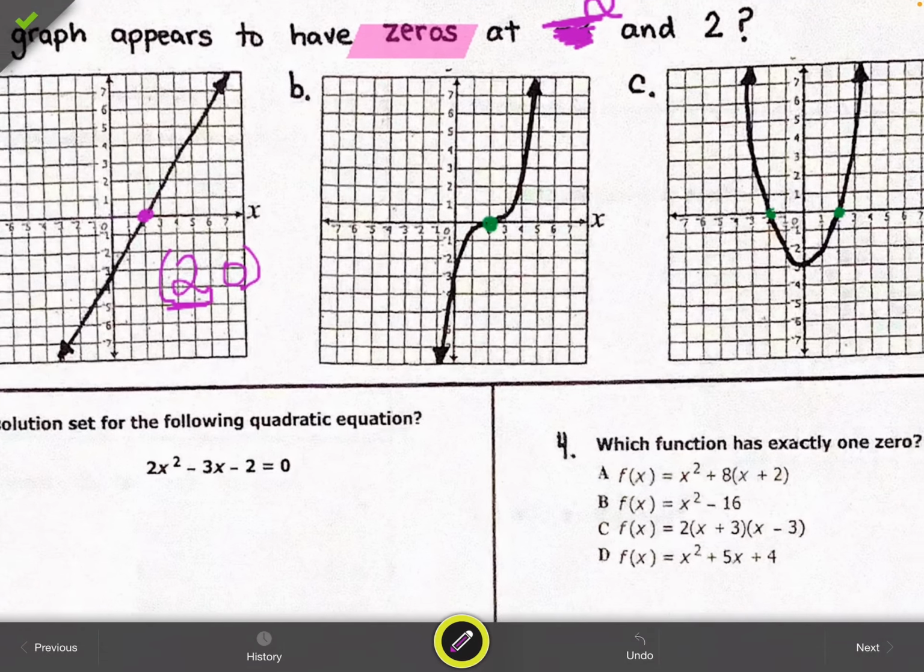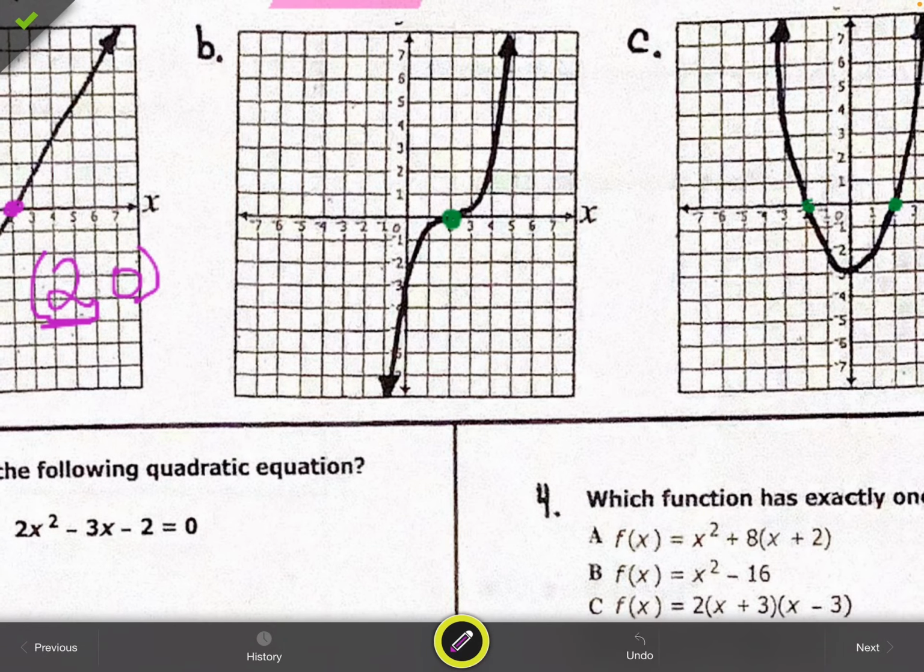If we look at B, that is also actually called a cubic graph. And again, in Algebra 2, when you get there, they'll talk more about that. Does it have an x-intercept?